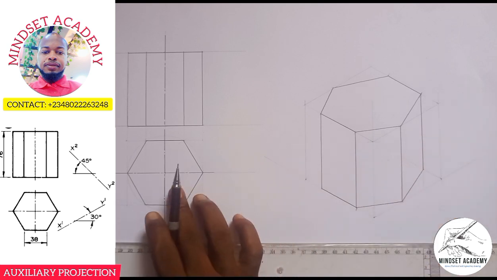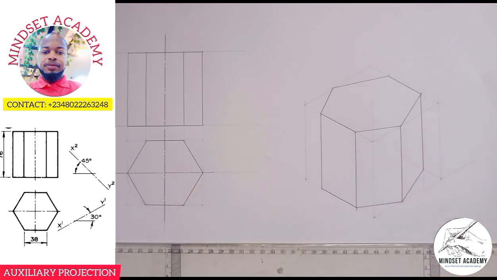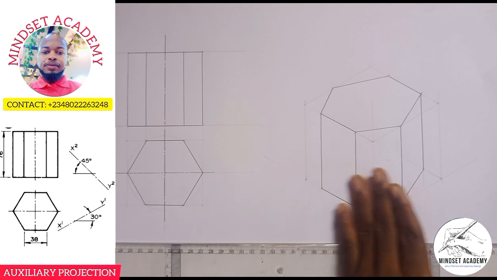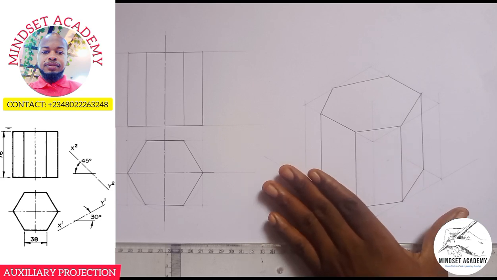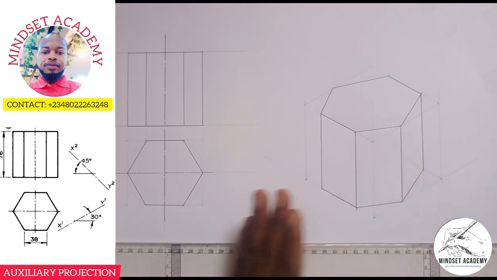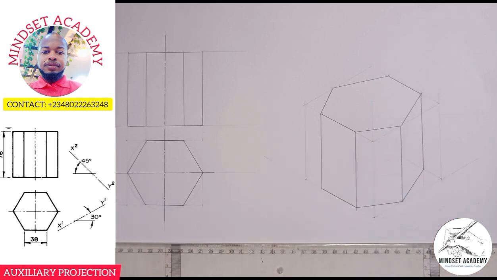So we want to draw the auxiliary elevation and auxiliary plan of this hexagonal prism. We're not told to do this. Remember, this is out of it. I'm also showing you what we are likely to see when drawing this, especially when we're drawing our auxiliary elevation, our auxiliary plan, right?